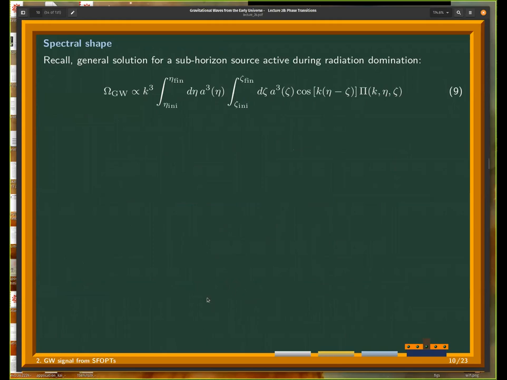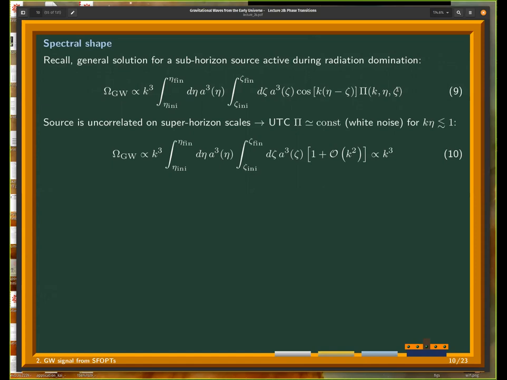First of all, I want to make a very general comment. Recall that we derived this very general expression for the gravitational wave spectrum from a generic source that is active on subhorizon scales during radiation domination. We just did this before the break. So we have this double time integral over the unequal time correlator. Now we look at very large scales, superhorizon scales at the time of the phase transition. In this case, we don't expect any correlation in the source on these very large scales. So on superhorizon scales, we would just say that the unequal time correlator Pi should be a constant describing white noise.